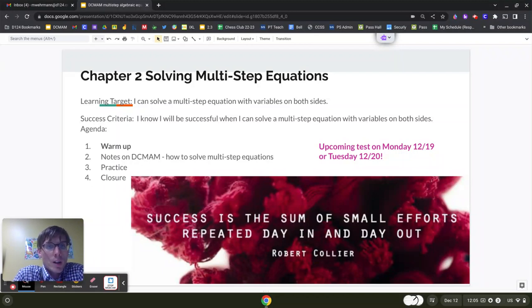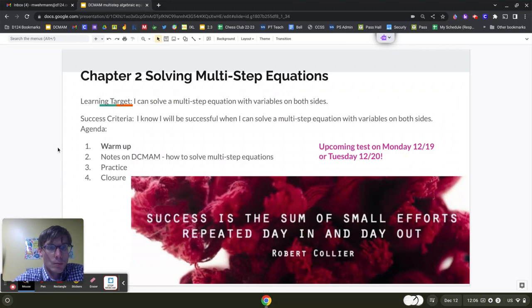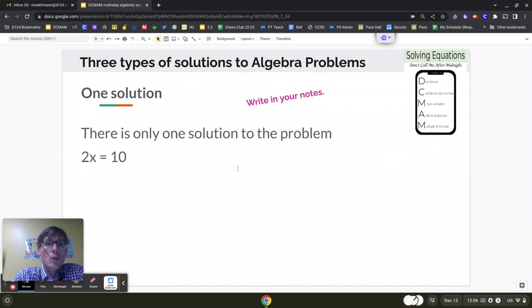But today what we're going to talk about is solving multi-step equations, and specifically our three types of solutions to multi-step equations, okay? So if you didn't get these in your notes, you need to get these in your notes here, and there'll be some questions posted as we go as well. All right, great. So to start us off here. There we go. So for algebra problems, we're looking at our types of solutions.